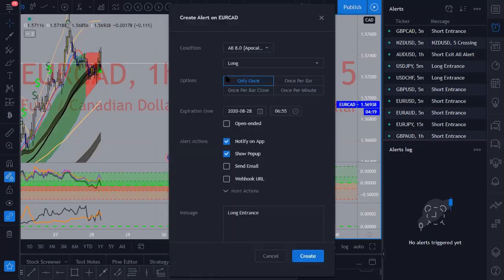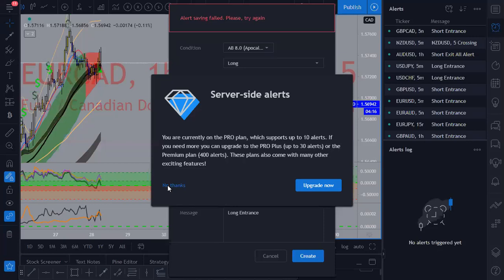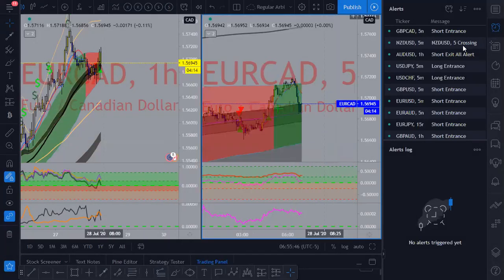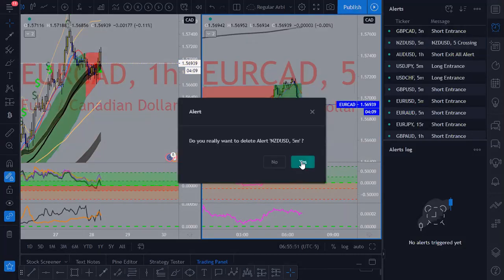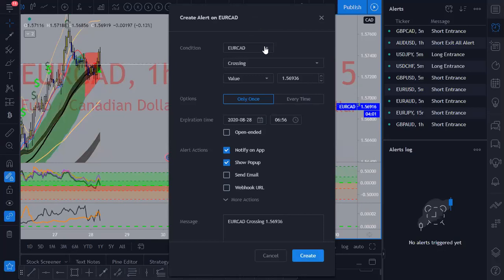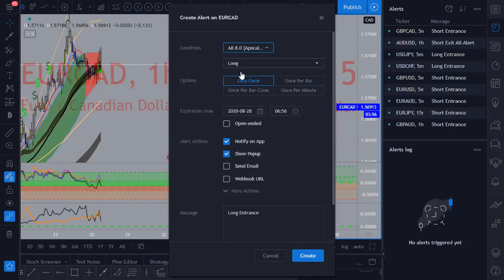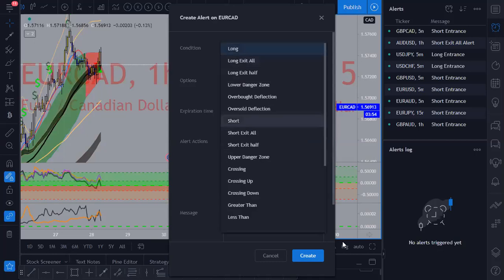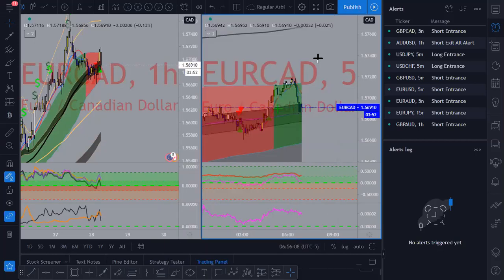And oh, I forgot, I can only have 10 alerts. Yes, thank you for reminding me. I'm gonna take off NU because, like I said, I'm not really paying attention to it, and have EURCAD as the alert because this looks more promising to me than NZDUSD does. So short, create. All right, so we have EURCAD down. What other pairs are we looking at?